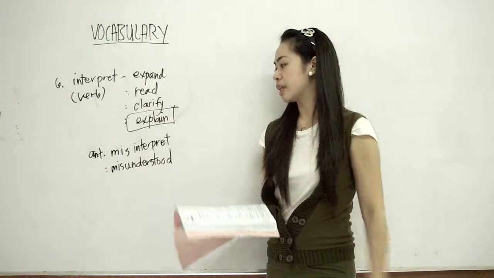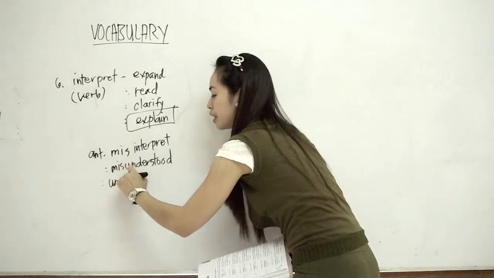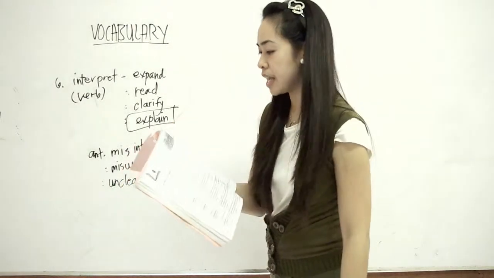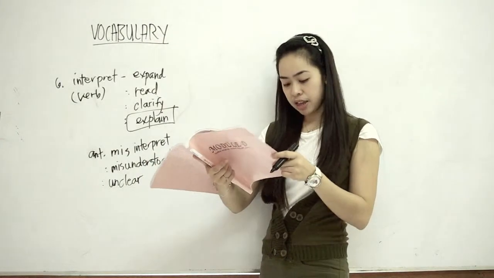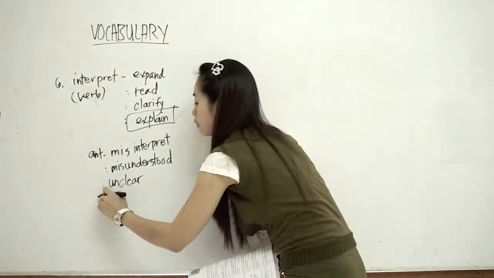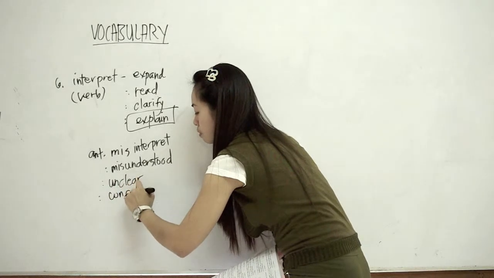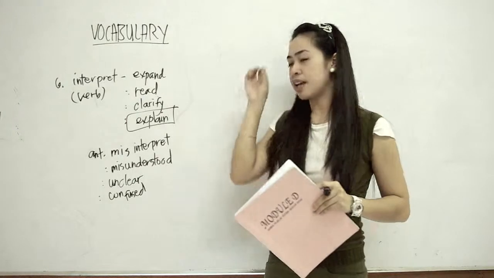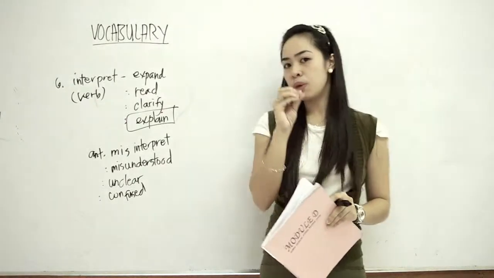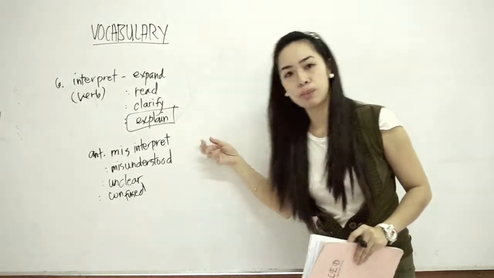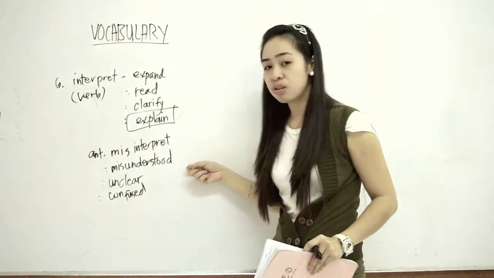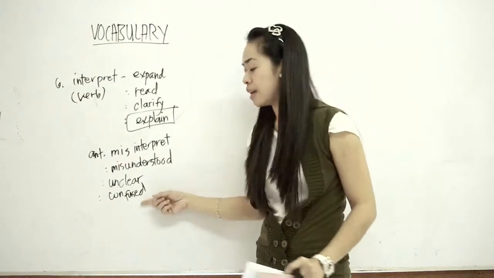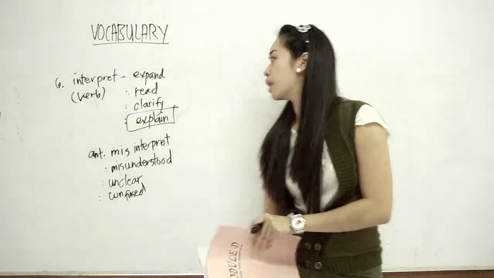Okay. Unclear. From the word unclear, it only means that something is vague. Okay, so we have here also confused. Giving an example for this is like instructions. When you do not read the instruction well, you will go on misinterpretation, or you'll misunderstand something, and something is unclear, and then it will result in being confused.